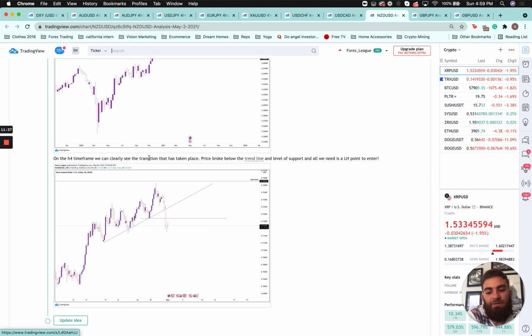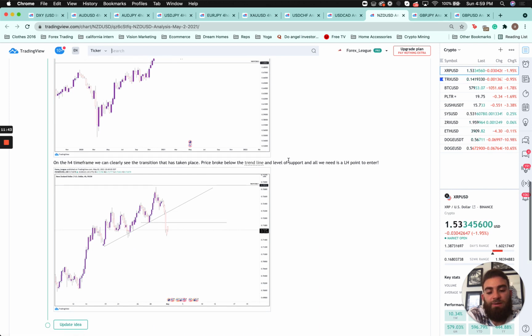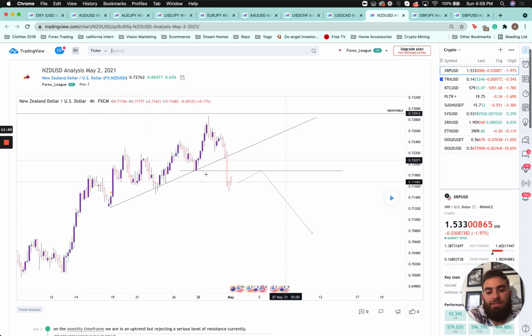On the 4 hour time frame, we can see clearly the transition has taken place. Price broke below the trend line and level of support. All we need is a lower high point to enter. So that's this, broke the trend line. This is the retest right there.